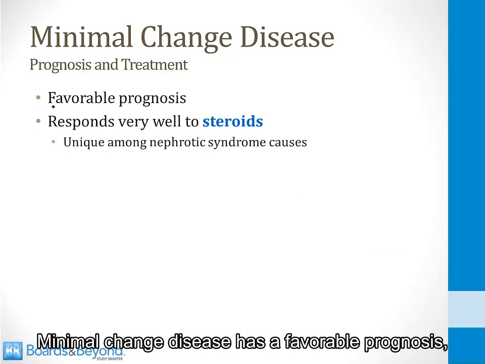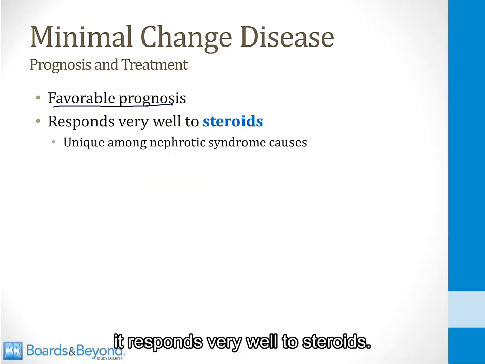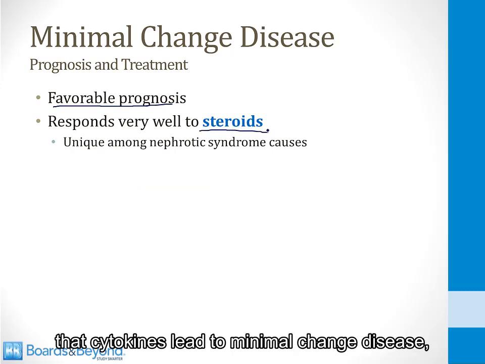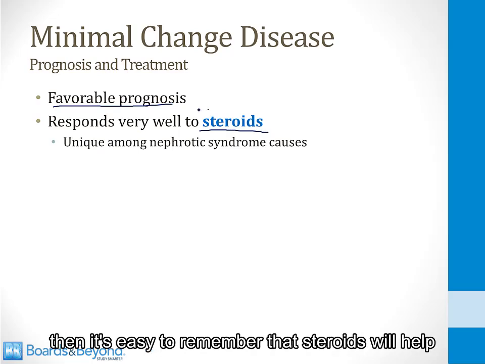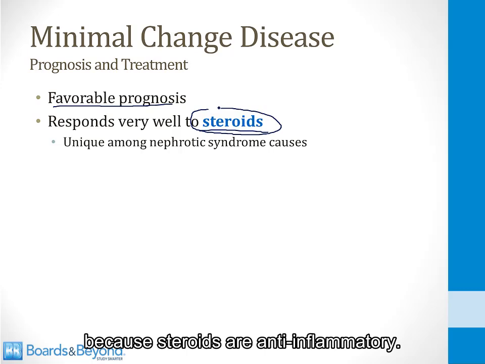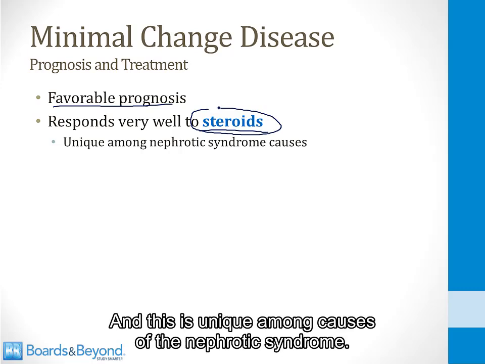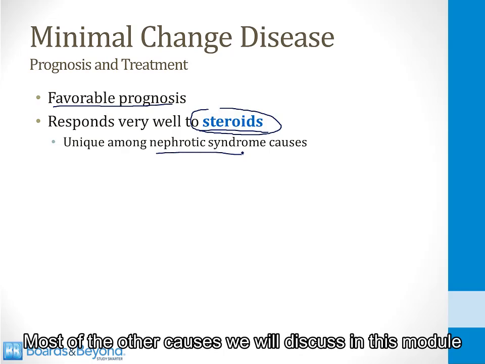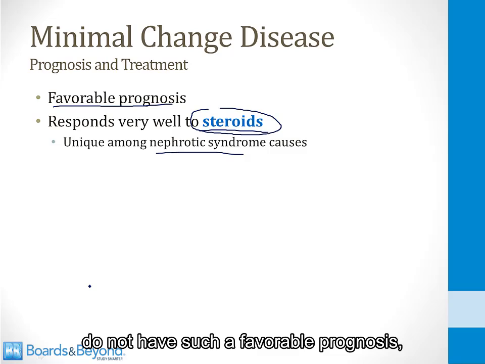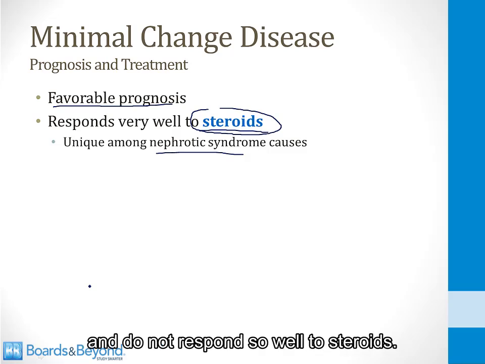Minimal change disease has a favorable prognosis. It responds very well to steroids. And if you just remember that cytokines lead to minimal change disease, then it's easy to remember that steroids will help because steroids are anti-inflammatory. And this is unique among causes of the nephrotic syndrome. Most of the other causes we will discuss in this module do not have such a favorable prognosis and do not respond so well to steroids.